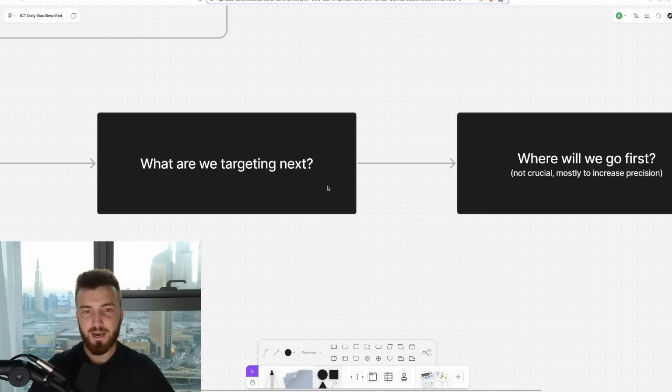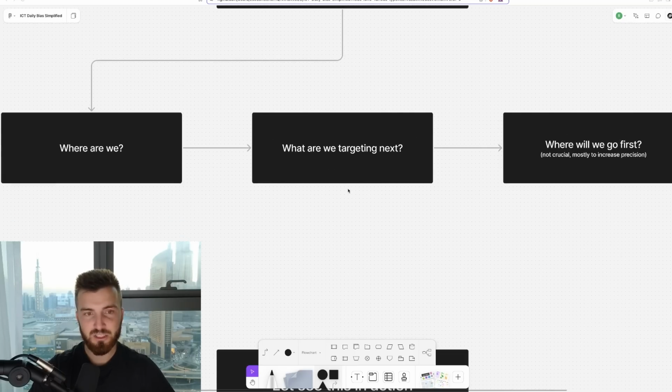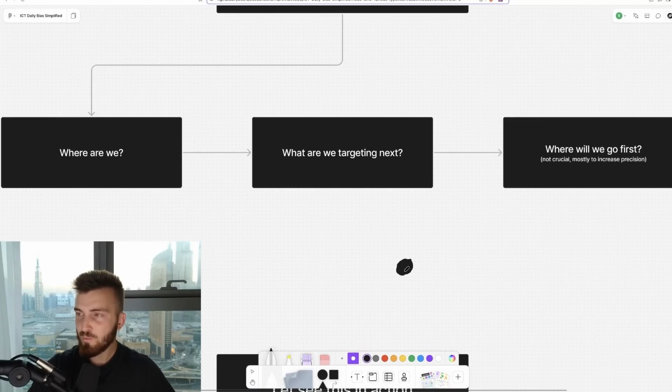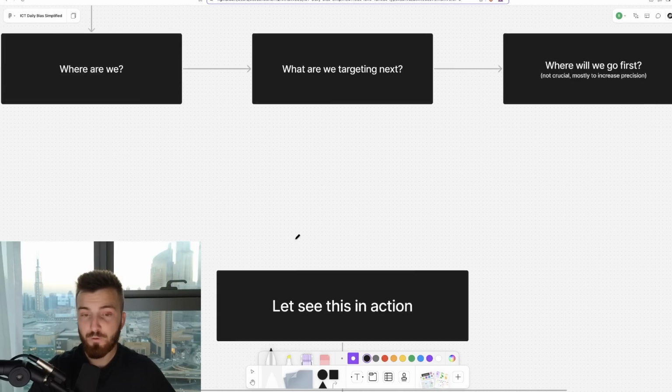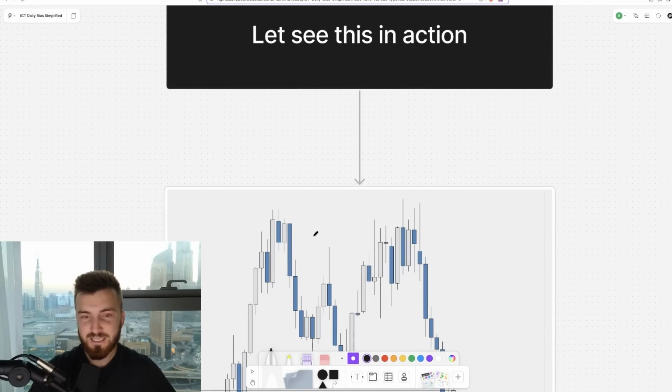So the daily bias can be as simple as understanding, okay, this is where I am right now, and I expect the market to reach this level. And then your goal is to trade from here to here. That's all you have to do. So I will show you how we can answer these questions of where we are, what we are targeting next, and where will we go first. So let's see this in action.